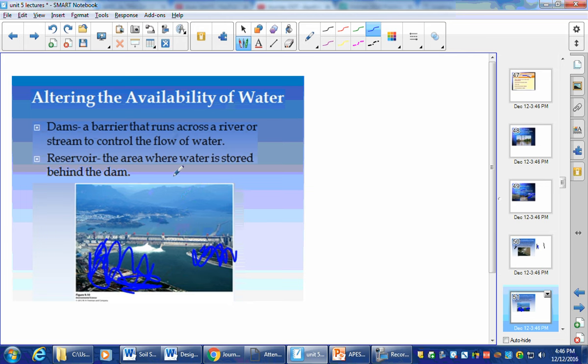So every time we have one of these land projects where we're going to move water around, people have to move. The reservoir is an area where water is stored behind the dam. So this is the reservoir back here.